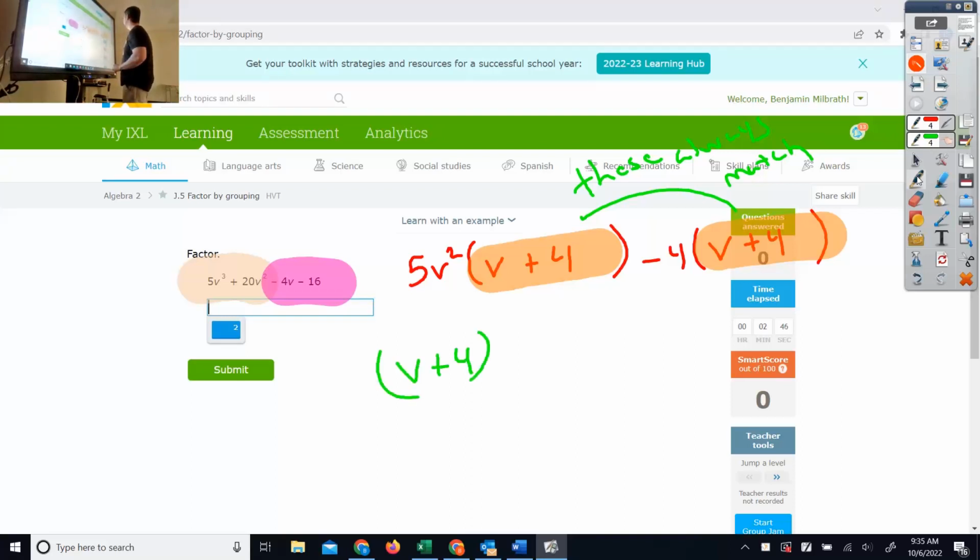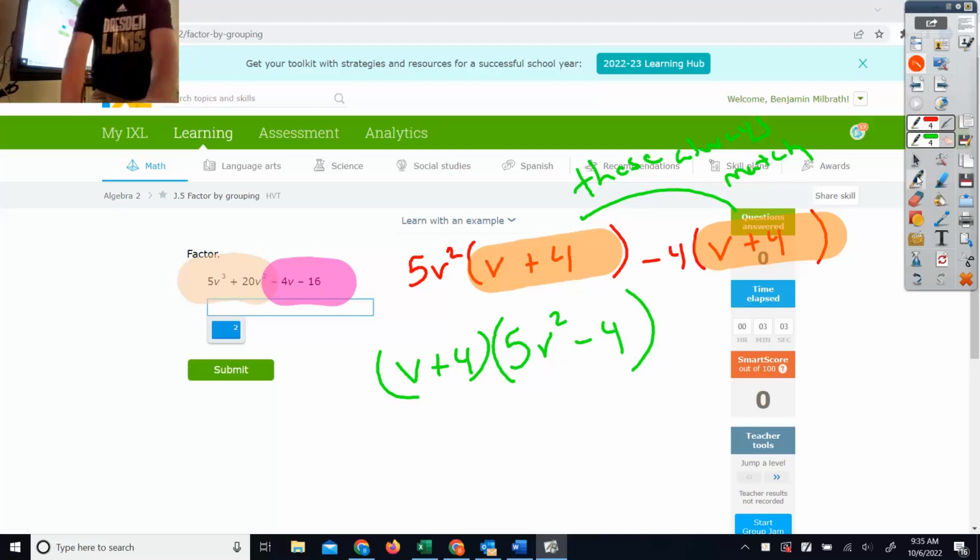If you factor a b plus 4 from 5b squared times b plus 4, you have a 5b squared left over. And if you factor a b plus 4 from negative 4 times b plus 4, you have a negative 4 left over. And that's the complete factorization of that guy. b plus 4, 5b squared minus 4.